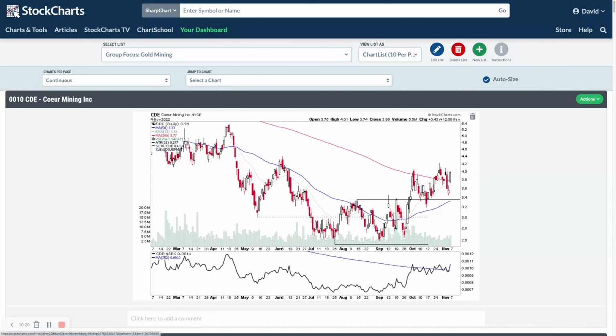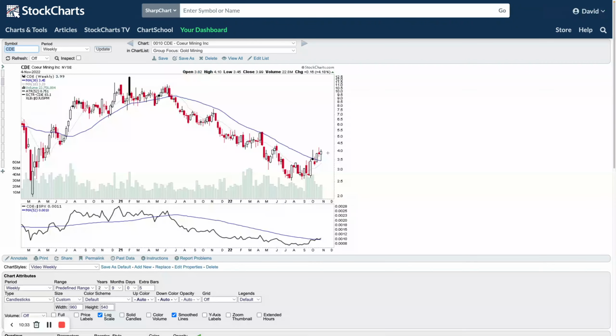So 83.1 on CDE. So this is currently the strongest in the group. If we look at the weekly chart here, you can see it's broken up above that 30-week moving average and is starting to hover above that now. So still got, obviously, an overhead resistance zone that it's moving up into. So at the moment, this one would be considered in stage 1.